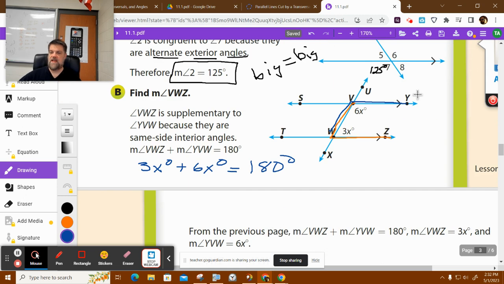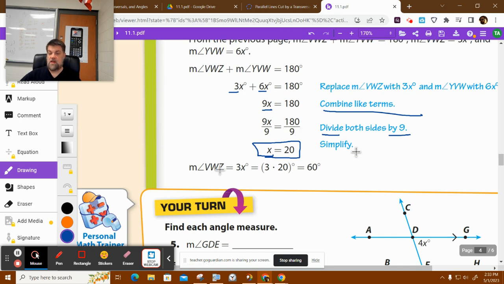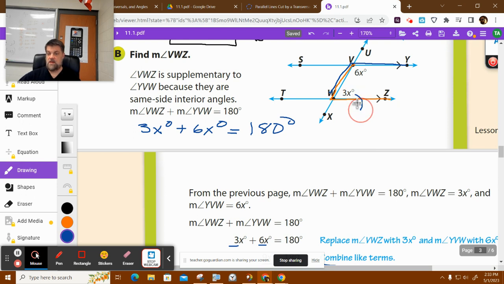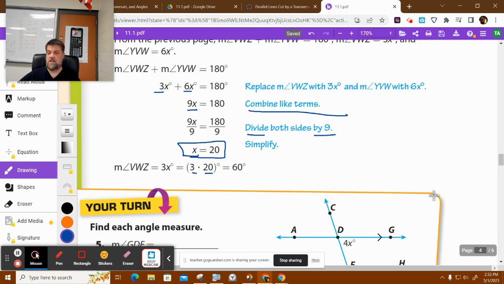Does that tell me the measure of the angles here? But x is equal to 20. I did a bunch of algebra. I'm super smart. I got to plug it back in, right? So if the measure of this angle is 3x, then I have to multiply 3 times 20. In other words, this angle here is 60 degrees. And what do you think this one would be? Well, it'd be 6 times 20, right? What's that equal? 120 degrees. What's 120 plus 60? 180. Very good.